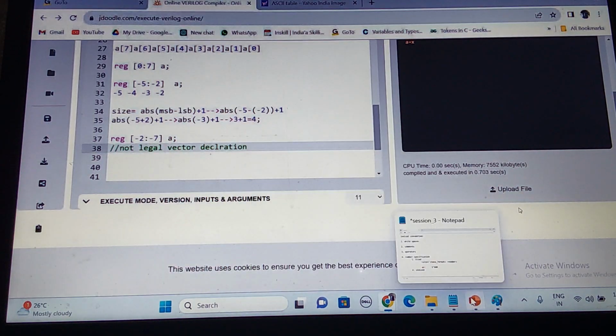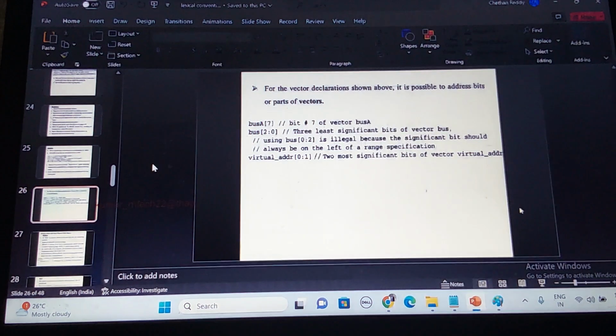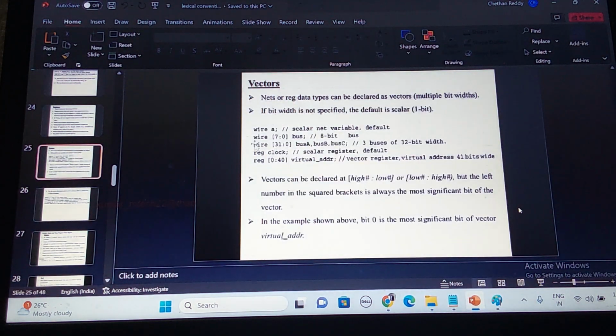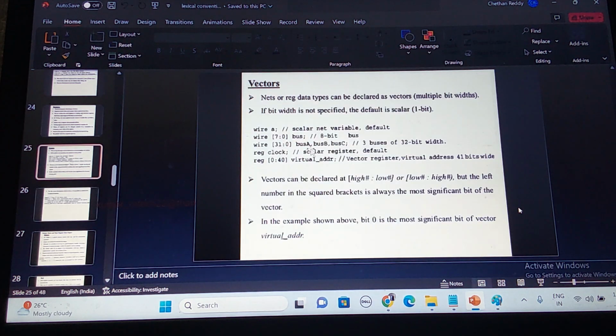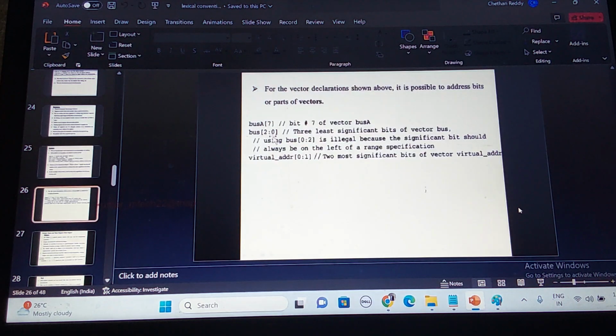Okay, let us work on one example for this. You can try it tomorrow. I will be taking an example on this. This is my bus, 7 down to 0. If I am using bus of 7, what does it give me? In the third example, it is talking about bus A, bus B, bus C. There are 3 buses, and all 3 buses are 32 bits. If I access bus of 7, it gives me bit 7 of the vector bus B.